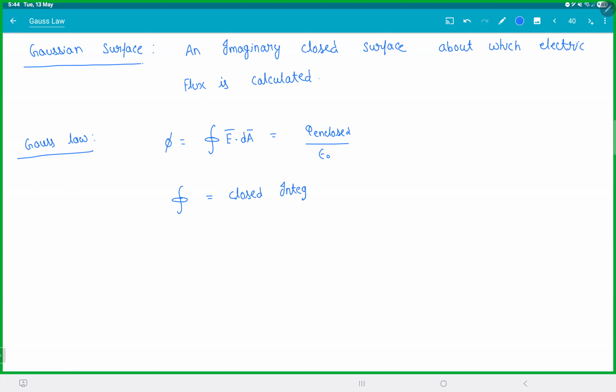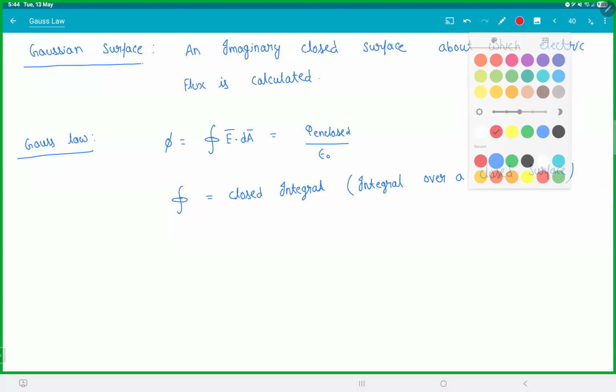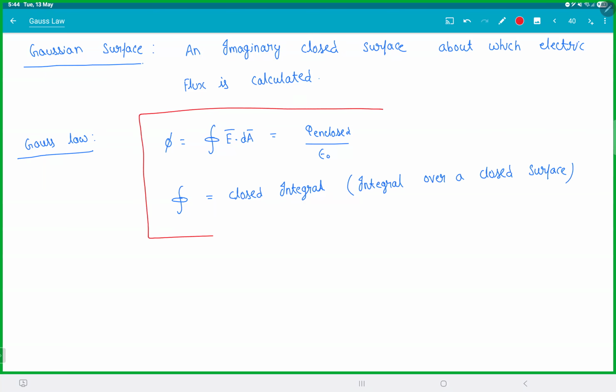Meaning it's a regular integration, but the moment I put a circle, it means you are integrating over a closed surface. Means the shape which you have taken must be a closed figure. That is the meaning of the circle there. So technically, this is your Gauss law. The flux on a closed surface is nothing but charge enclosed by epsilon.